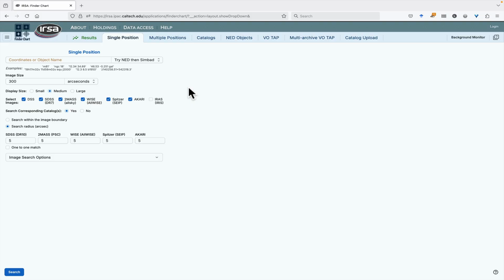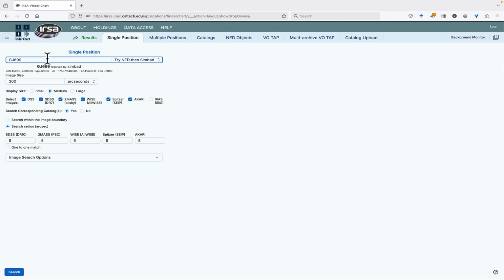Most people probably think of Finder Chart as a way of getting lots of images across many different wavelengths, but it's not just the wavelength of various surveys that is changing. The time at which they observed is also changing, and you can use this as a way of looking for things that have high proper motion.